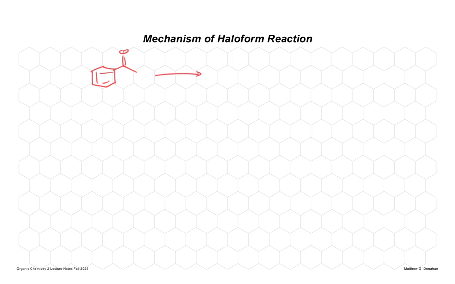And so there's our methyl ketone, potassium hydroxide in water, and then I2. So we form this potassium salt of benzoic acid. So potassium benzoate.